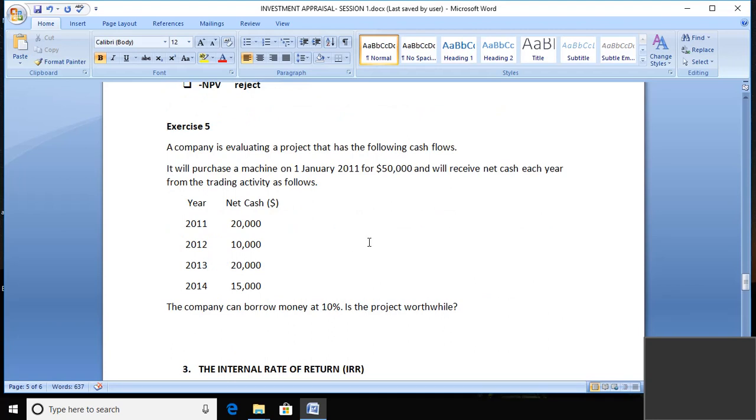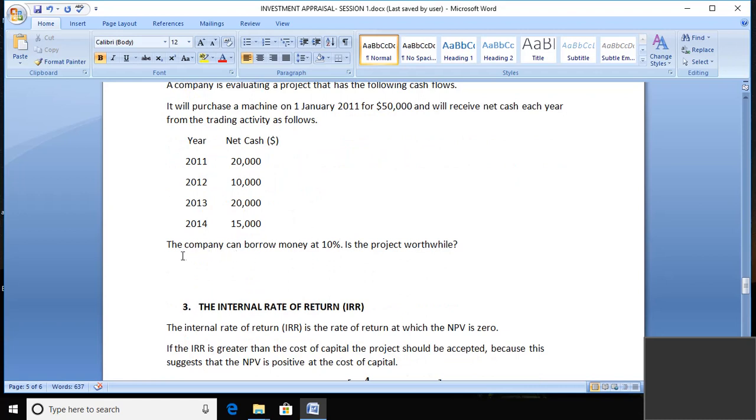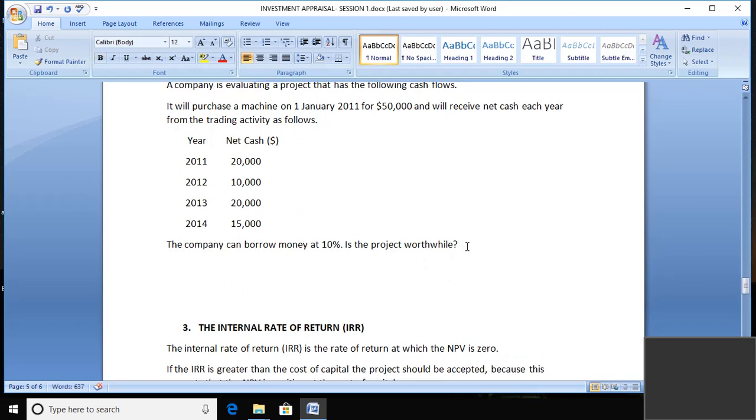Okay, so in this example, a company is evaluating a project that has the following cash flows. It will purchase a machine on January 1, 2011 for $50,000 and will receive net cash each year from the trading activities as follows. So we have those cash inflows. The company can borrow money at 10%, that's the cost of capital. Is the project worthwhile? So let's see if the project is worthwhile.